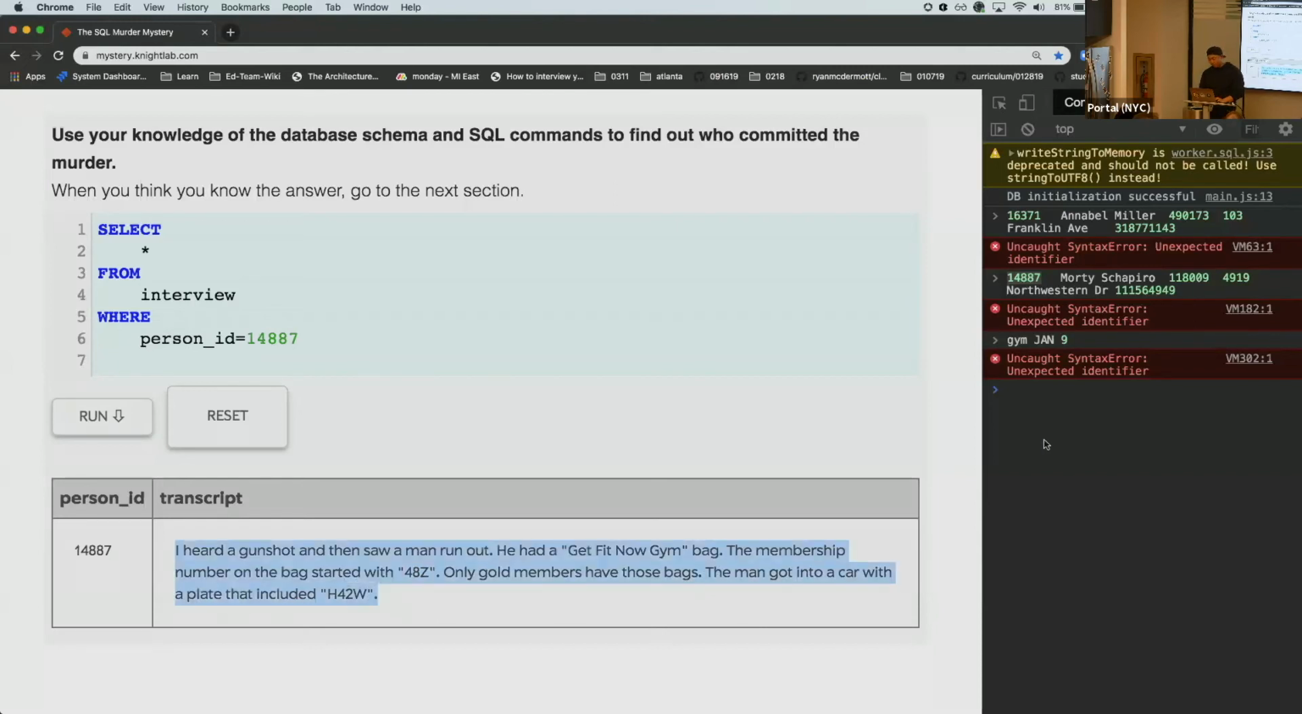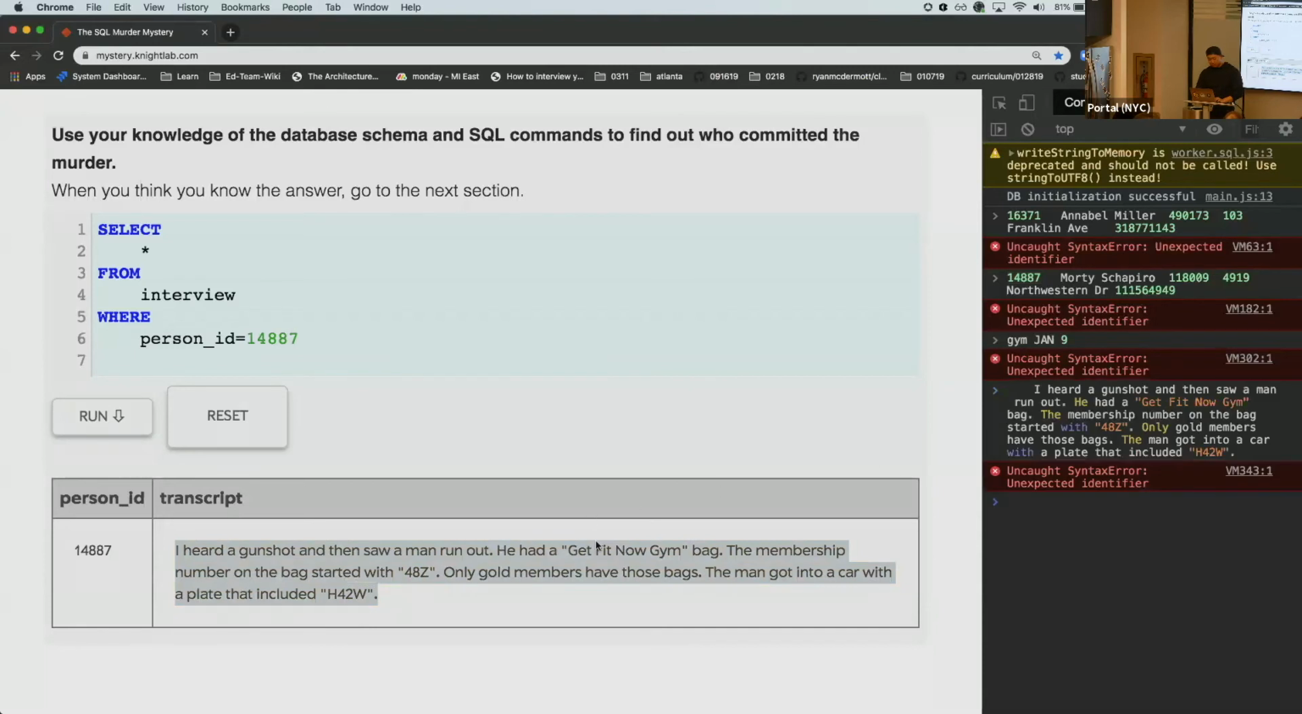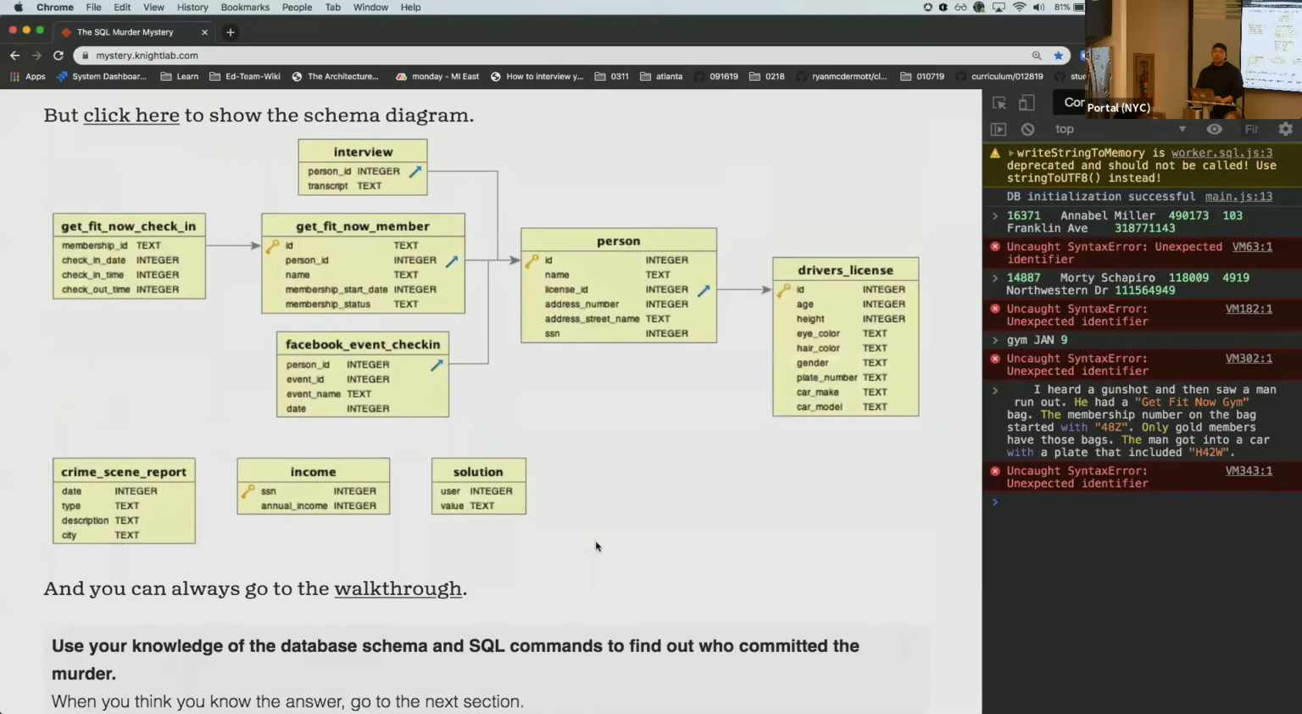All right, here we go. More syntax errors. Oh, unbelievable. All right, so now that we have the information, this is kind of where it splits, all right? Where do you want to sleuth?